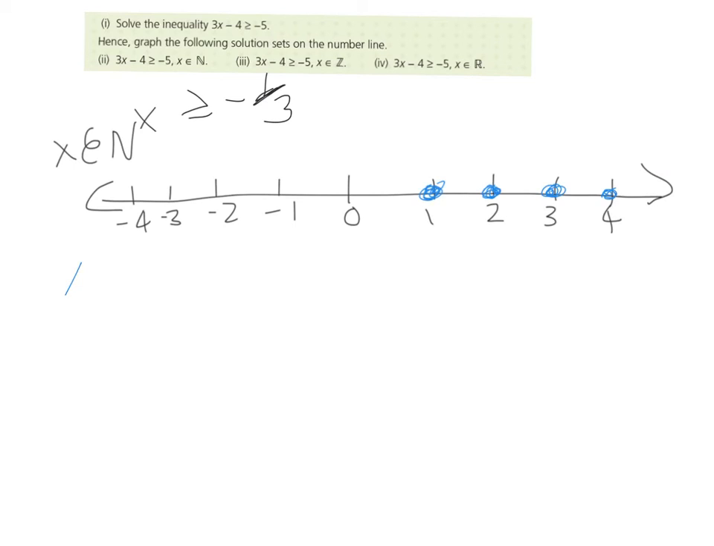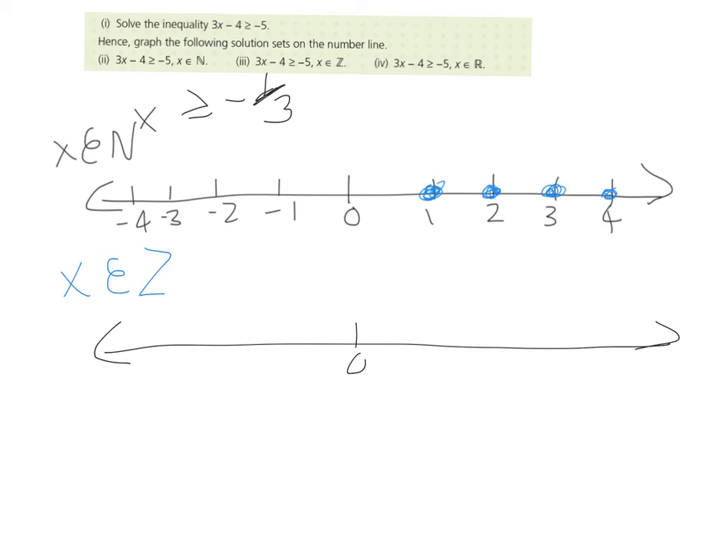Let's do it now where x is an element of the integers. So x is an element of Z. Again, got to put in my number line, like so. 4, 1, minus 2, minus 3, minus 4. And again, you probably remember we just said minus 1/3 would be probably around here. We're looking for all the numbers greater than minus 1/3, which are integers.